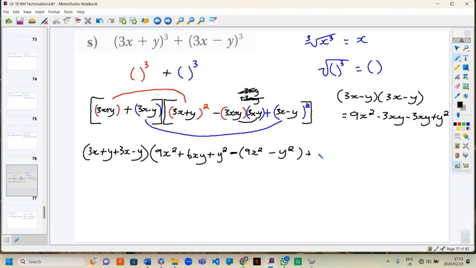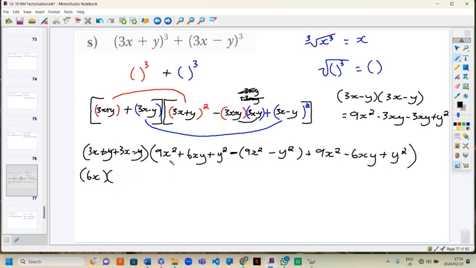Add those like terms, and you've got 9x squared minus 6xy plus y squared, and we close the bracket. Now let's add all those like terms together. Let's just deal with this quickly. We can add these like terms along. 3x plus 3x is 6x. Y minus y, they're going to cancel out. It's going to be 0.